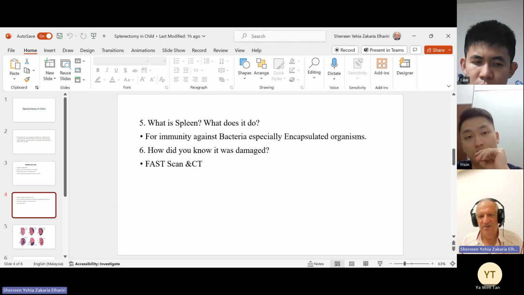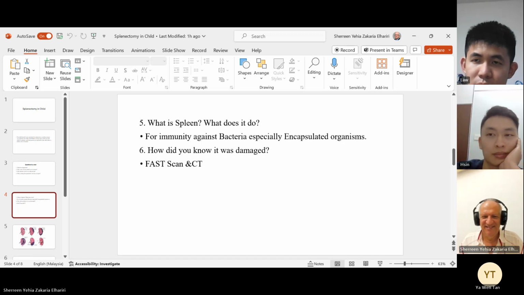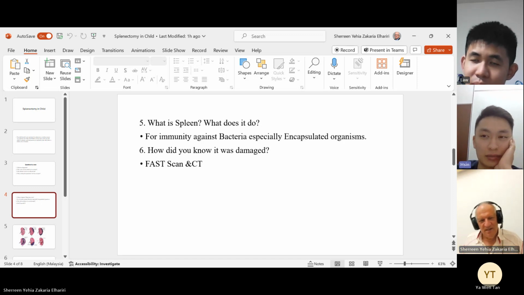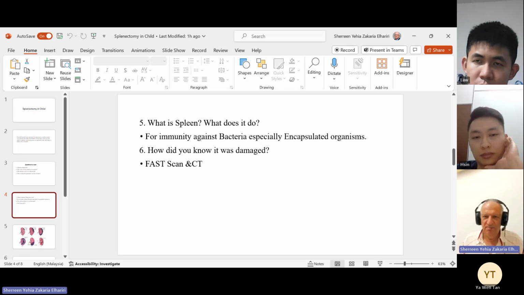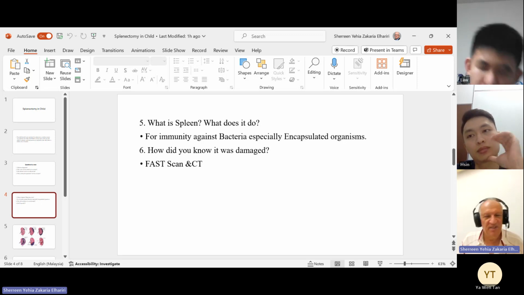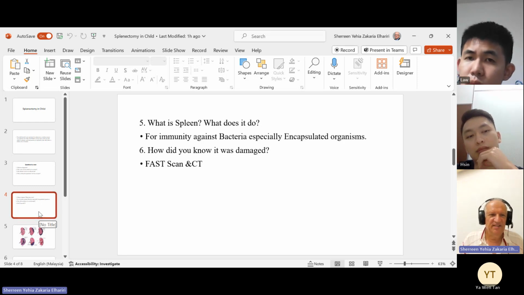So the mother asks you how to know the spleen is injured. How do you know that this spleen is injured? Anyone? FAST scan only suggests bleeding. Okay, so first we find the blood pressure is dropping, hemoglobin is dropping, and we do a FAST scan and find some free blood. But how to confirm that the spleen is injured? By CT.